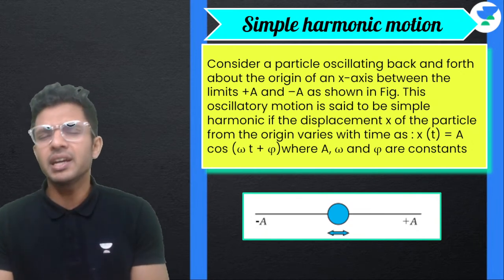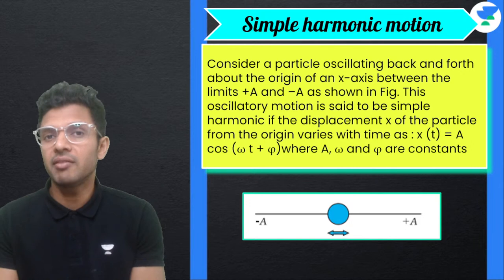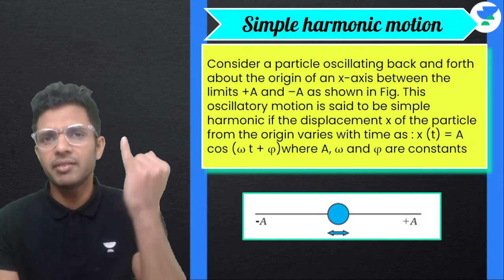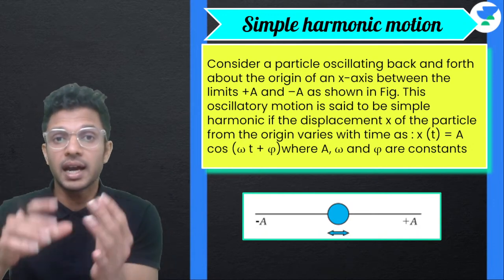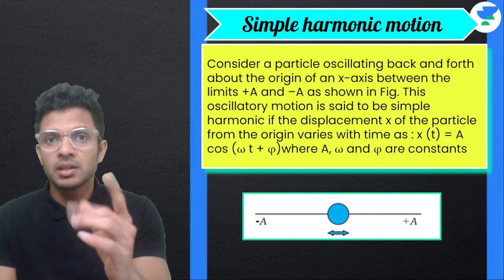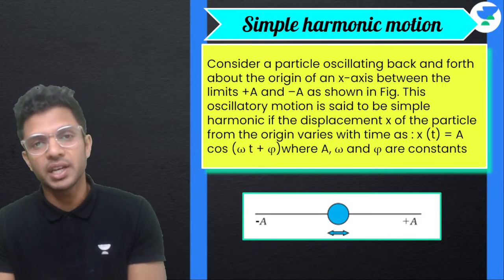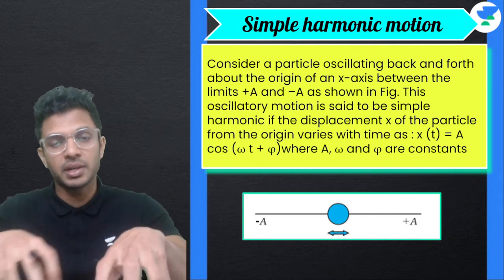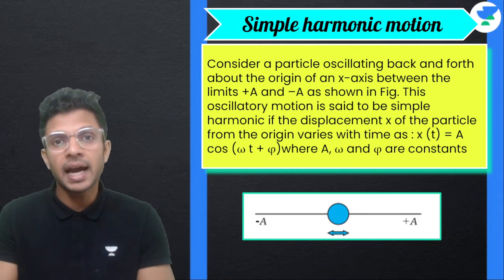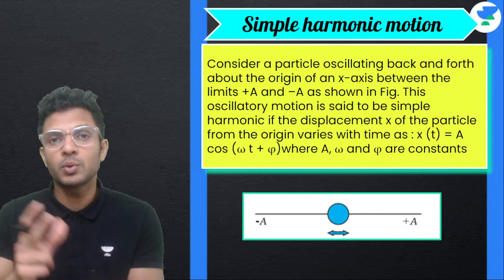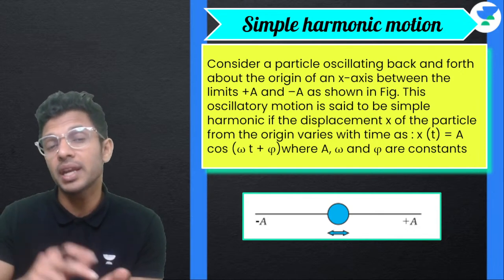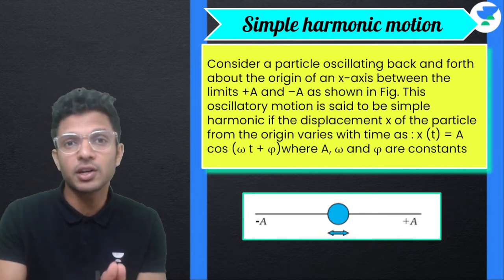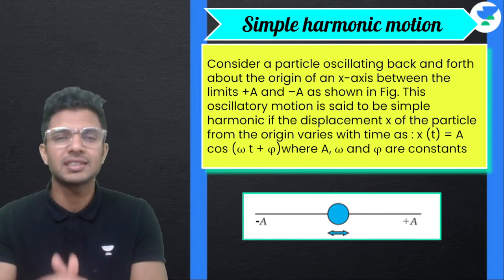Now, if we make a very quick recap of what we have learned, what all topics we have completed? We have completed the topic of what is periodic motion, right? Then we have seen what is an oscillation, and vibration is our relationship here. And we also have seen what is time period, what is frequency, the relationship between angular frequency and normal frequency, and the relationship between angular frequency and time period. All these things have been discussed.